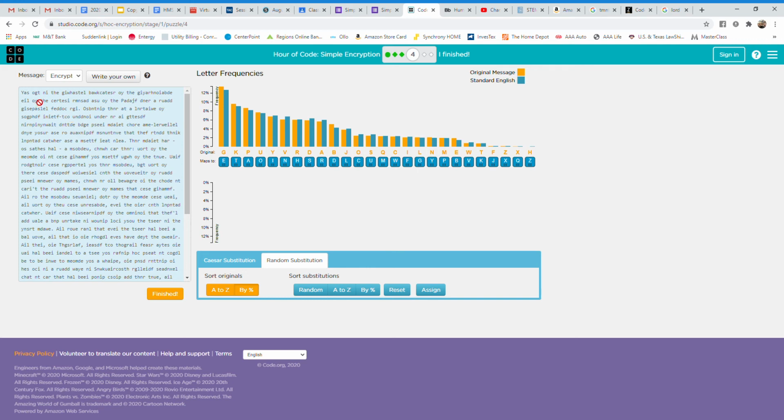So if we go to the second word here, we know the T is correct. Is the G, O, and the G correct?